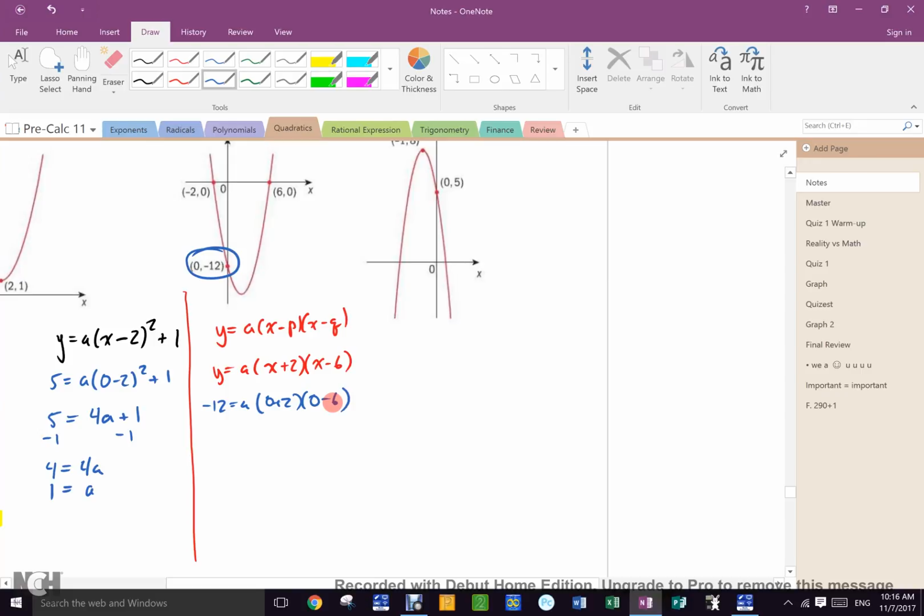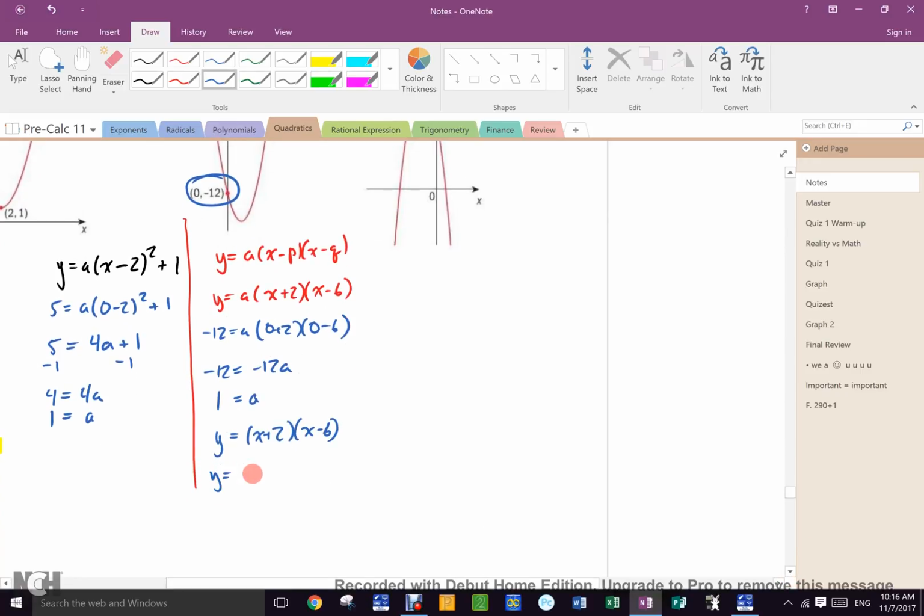What is 0 plus 2? 2. What is 0 minus 6? What's negative 6 times 2? So negative 12 equals negative 12a, doesn't it? So what does a equal? 1. There's our a. So y equals (x plus 2)(x minus 6). Yes? Is that in the right form? Is that in the right form? So what do I do?